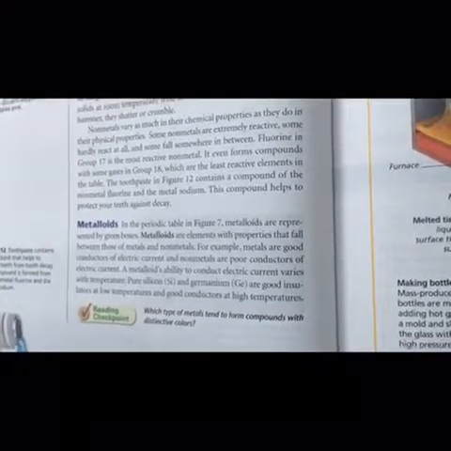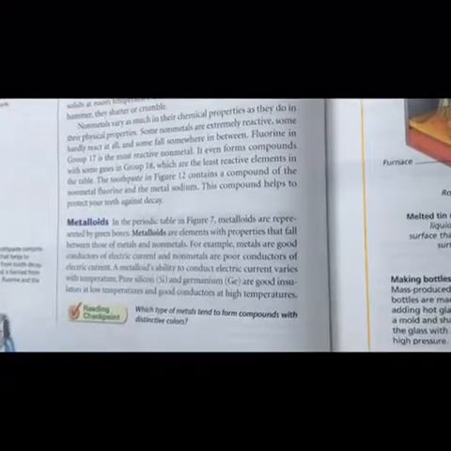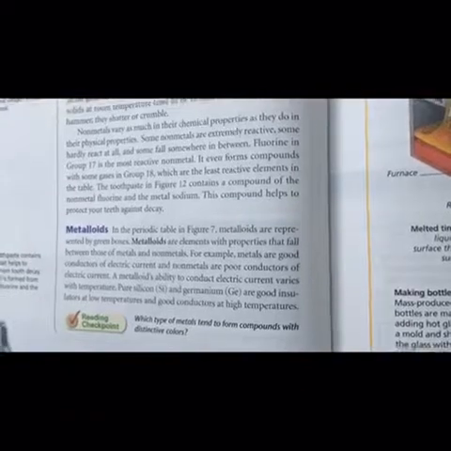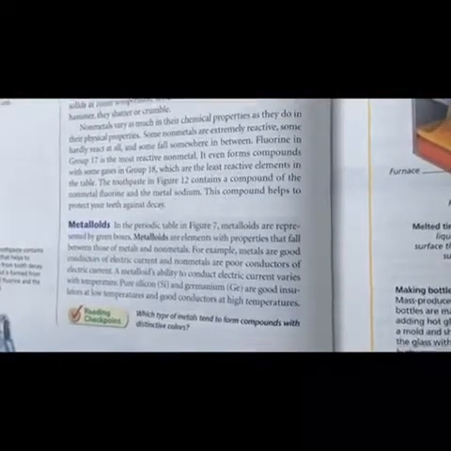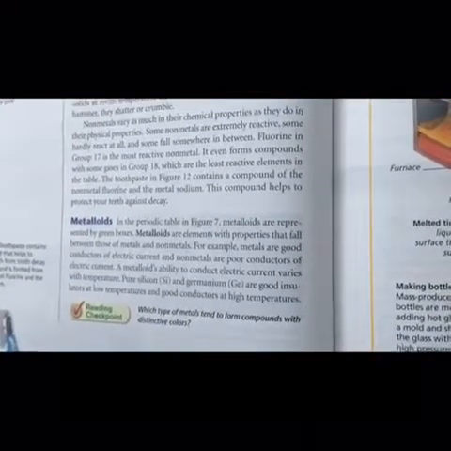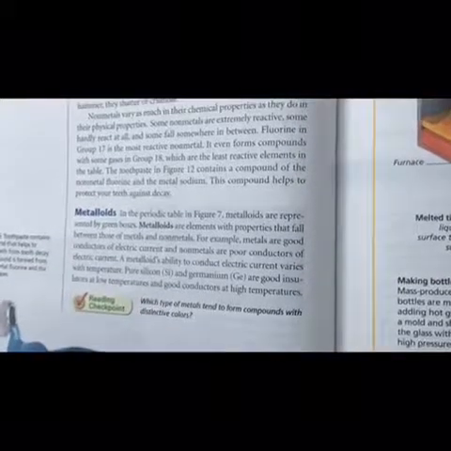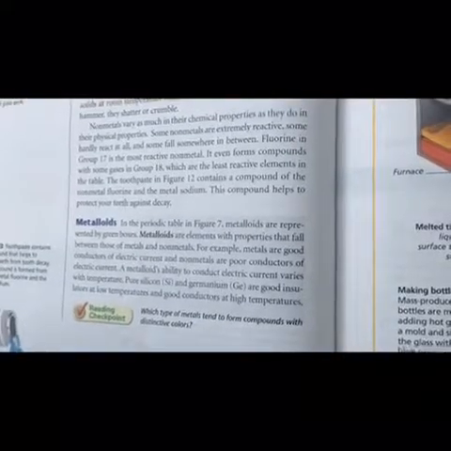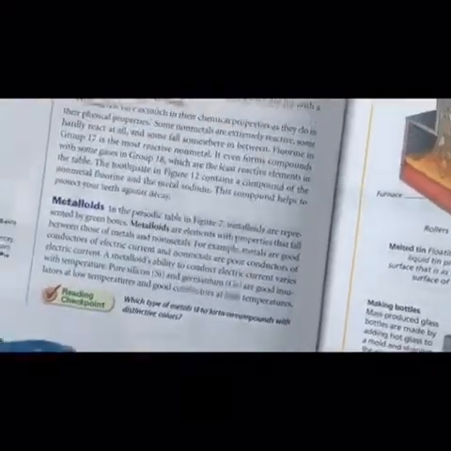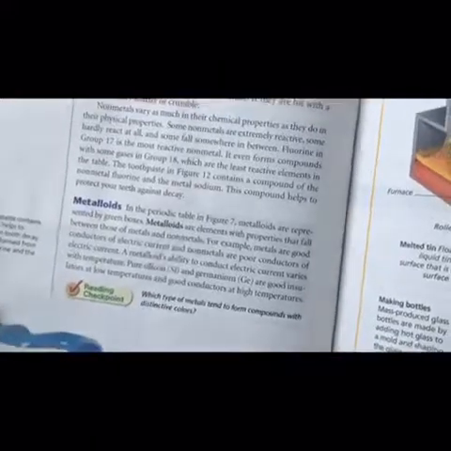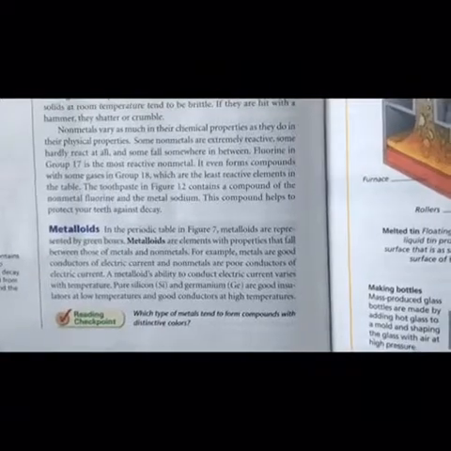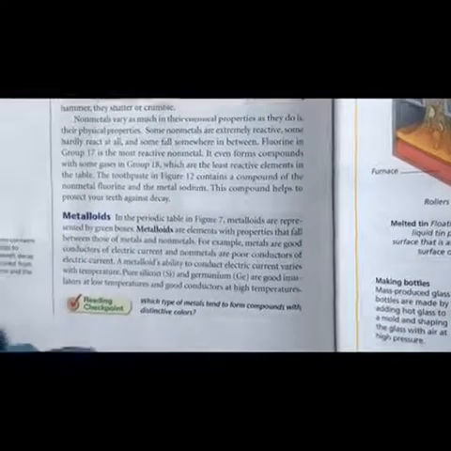Metalloids. In the periodic table in Figure 7, metalloids are represented by green boxes. Metalloids are elements with properties that fall between those of metals and nonmetals. For example, metals are good conductors of electric current and nonmetals are poor conductors of electric current. A metalloid's ability to conduct electric current varies with temperature. Pure silicon (Si) and germanium (Ge) are good insulators at low temperatures and good conductors at high temperatures.